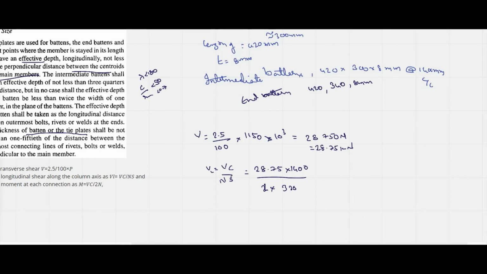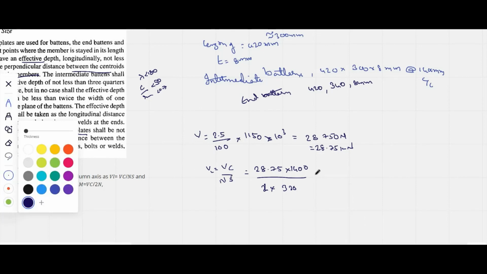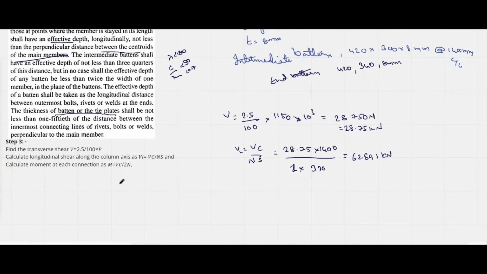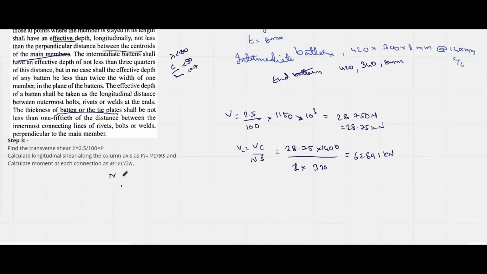So this value will be across 62.891 kilonewtons. At the same time, let us calculate what is the moment on the batten. To calculate moment, there is a formula given in our code, which is equal to Vc by 2n, where V is 28.75, C is spacing 1400 mm, by 2 into number of parallel planes, which are again 2. This will be across 10.06 into 10 to the power of 6 Newton mm.